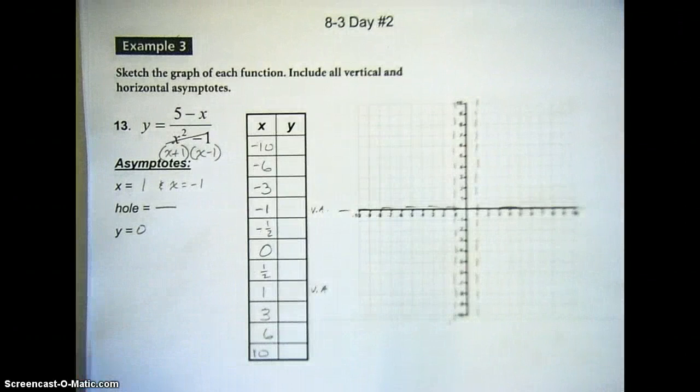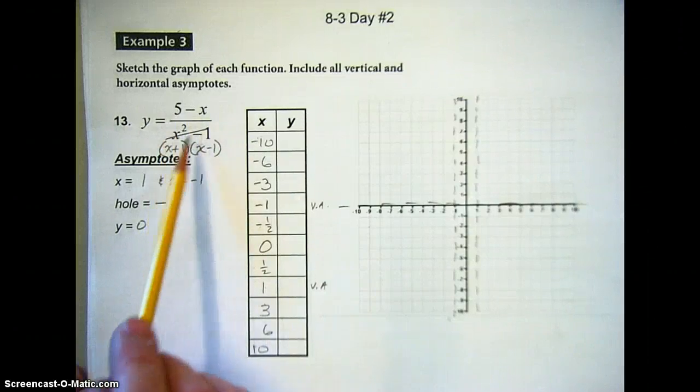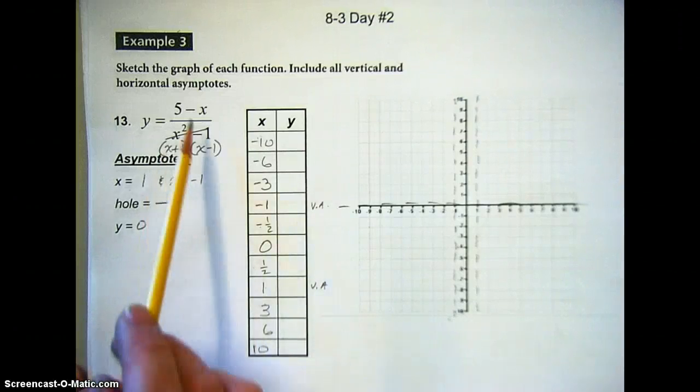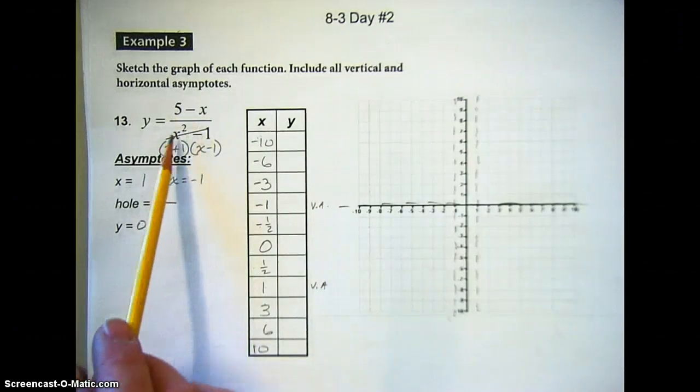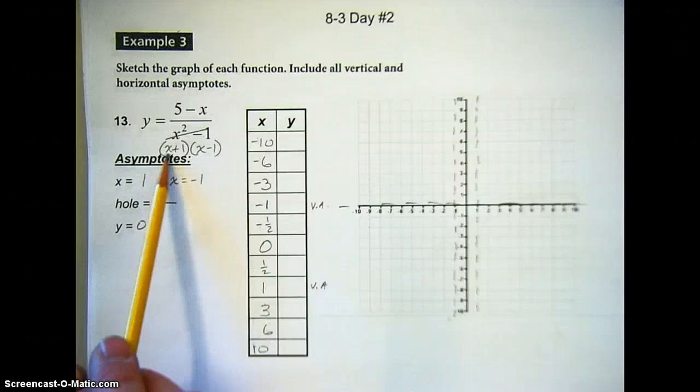Now you have the option. Is it going to matter which equation you put these values into? Did we cancel anything out? No, so it doesn't matter. But which one looks easier? The 5 minus x over x squared minus 1, or the 5 minus x over the quantity x plus 1 times x minus 1?